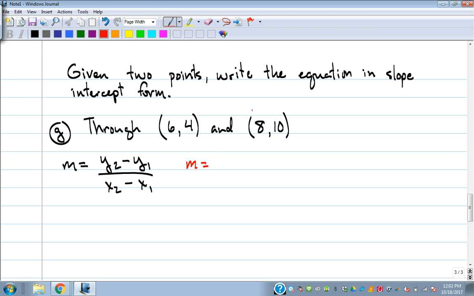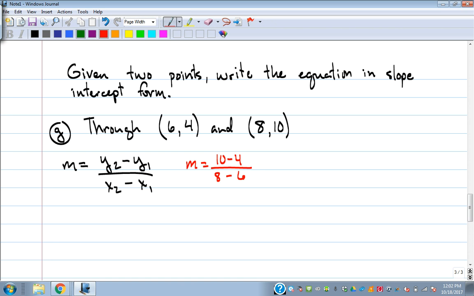So y values on top, 10 minus 4. X values on the bottom, 8 minus 6. Remember, they've got to be in order. Ordered pairs have to match up vertically. 10 and 8 have to be together, 4 and 6 have to be together. Can't mix and match. Got to be in order.